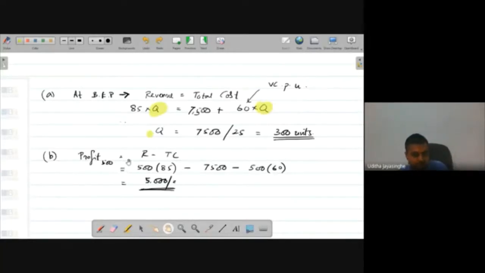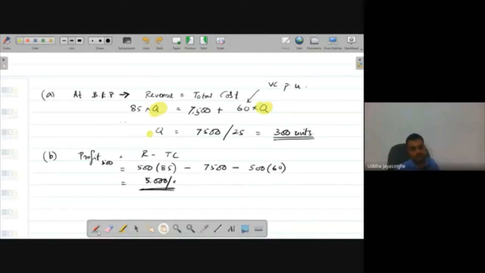So we can calculate the profit as taking all the revenue minus total cost, a simple equation. Revenue is going to come from selling price multiplied by quantity. This is your revenue portion, minus 7,500 as fixed cost, minus 500 into 60, that is your variable cost. The total cost is coming from the fixed cost and the variable cost. Do the math, and you're going to get a profit of 5,000 rupees.